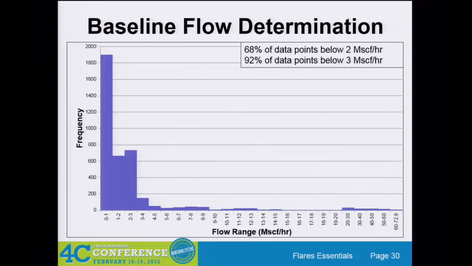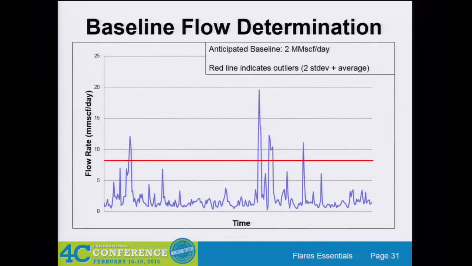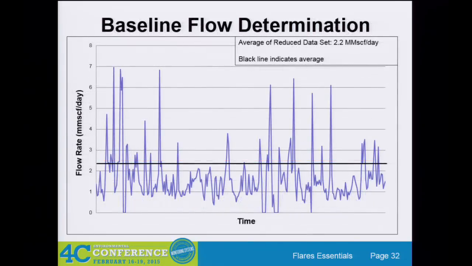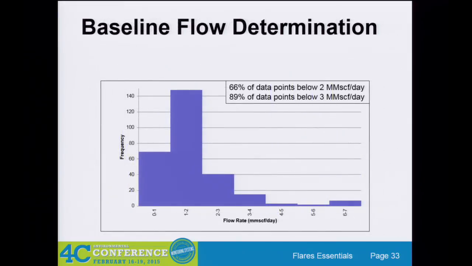But in that case, the data had relatively large periods of consistent flow. We had another flare where the flow rate was definitely not consistent. So we did the same analysis on it, took out the outliers, and it's still highly variable. We're looking at that average, and we're looking at 2.2 million scuff per day. But how comfortable are we with that number? Put it on the histogram, and suddenly, again, this is not something that's telling us a clear picture.